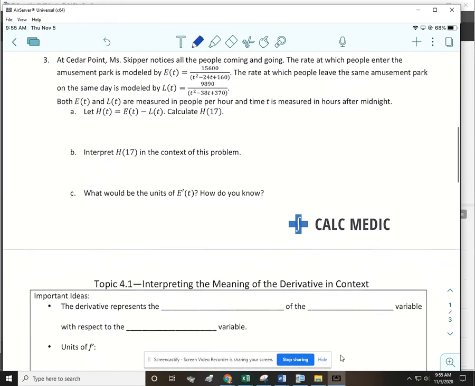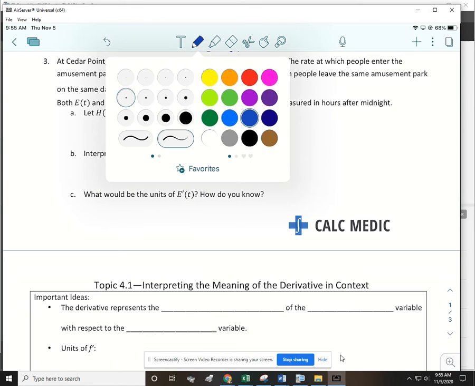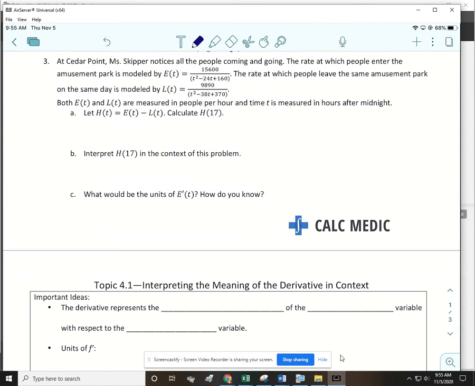All right. And I do also like amusement parks. So at Cedar Point, Miss Skipper notices all the people coming and going. The rate at which people enter the amusement park is represented by E of t, and the rate at which people leave the amusement park on the same day is represented by L of t. Both E of t and L of t are measured in people per hour. So this is kind of different because it is a function that's represented just E of t, but it is a rate. Each one of those is a rate. And they do that sometimes.